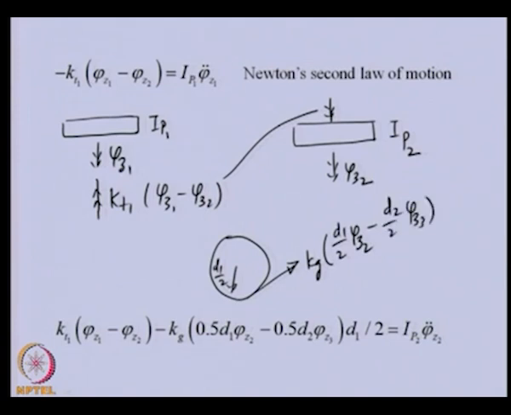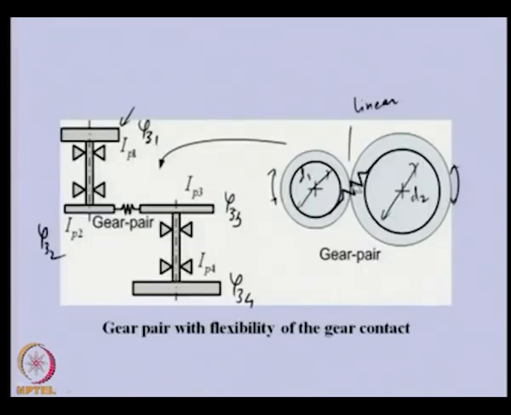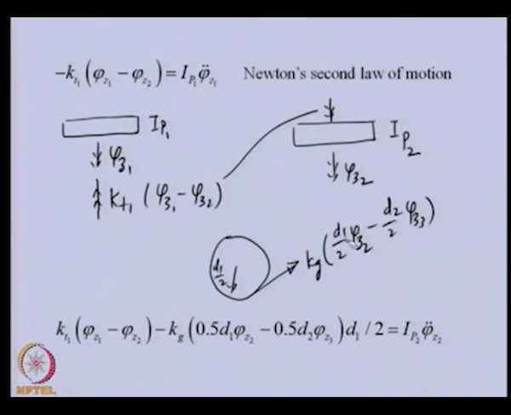So, the relative extension of the spring will be, if we go back here, you can see, how much angular displacement of this is taking place and how much angular displacement of this is taking place, and this diameter will give basically the actual extension of the spring between this end and this end. So, that is why we have used the diameter there, so that we can get the actual extension.